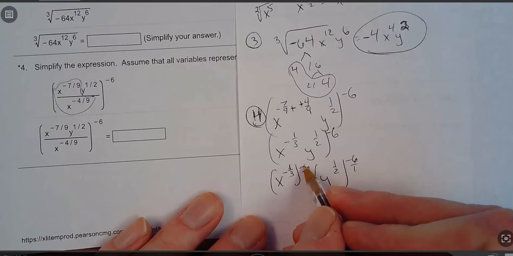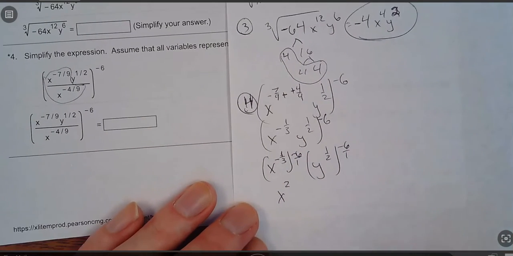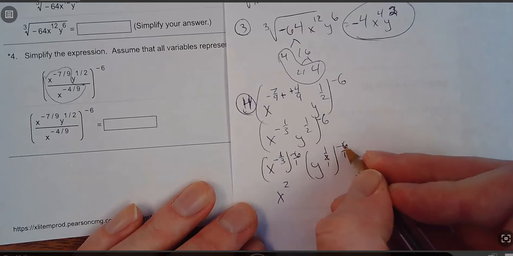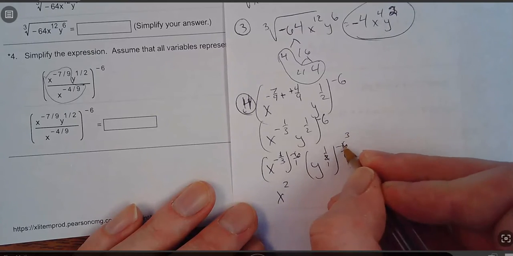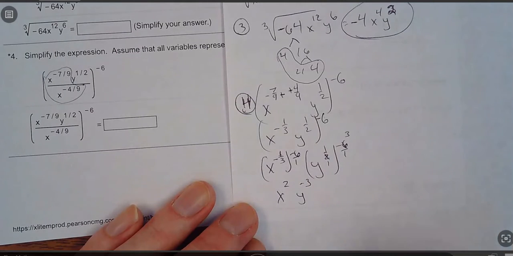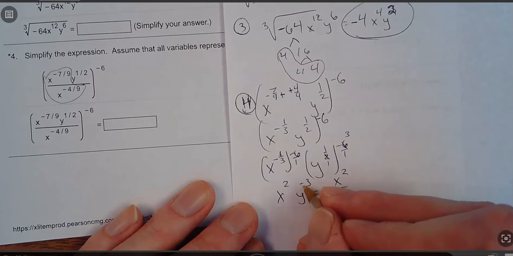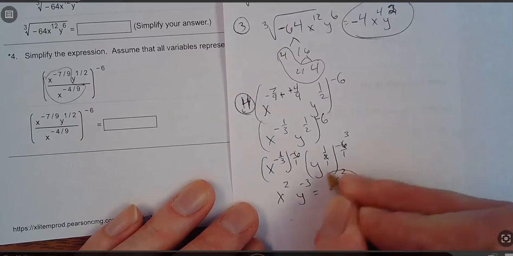The negative times a negative is a positive, and 6 over 3 is 2, so it'd be x squared. Here, this would reduce to 1 and 3, so positive times negative is negative, so that'd be y to the negative third. Can't have negative exponents, so this needs to move to the bottom like that.